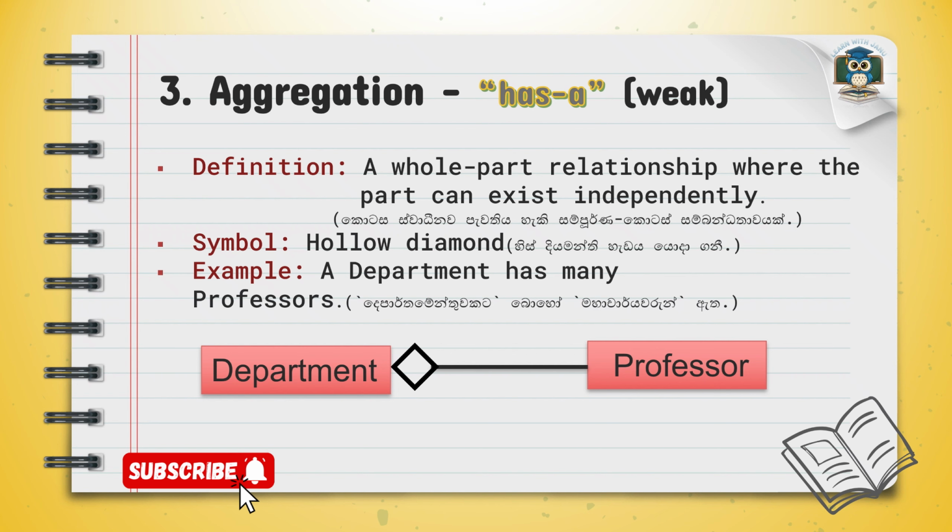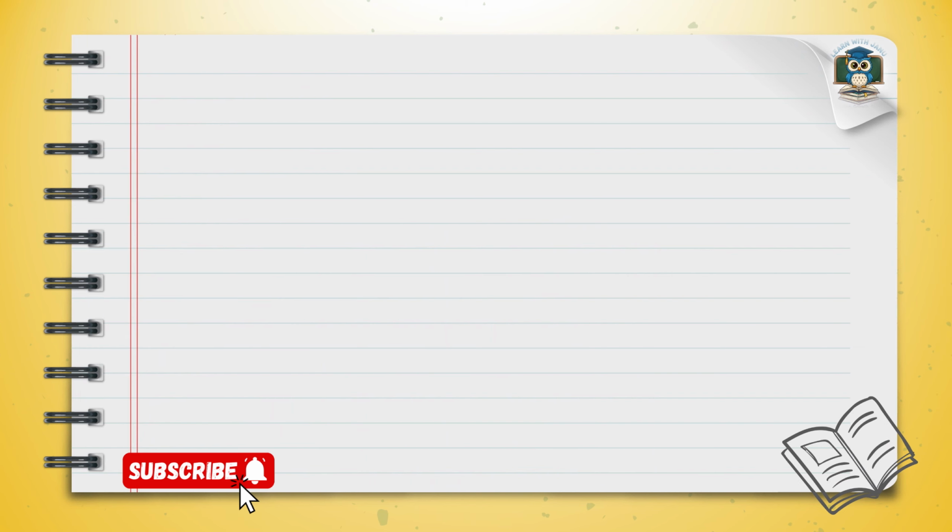You already know about the university department. There are so many professors, so I'll take that example: one department has many professors. So this is the aggregation relationship.